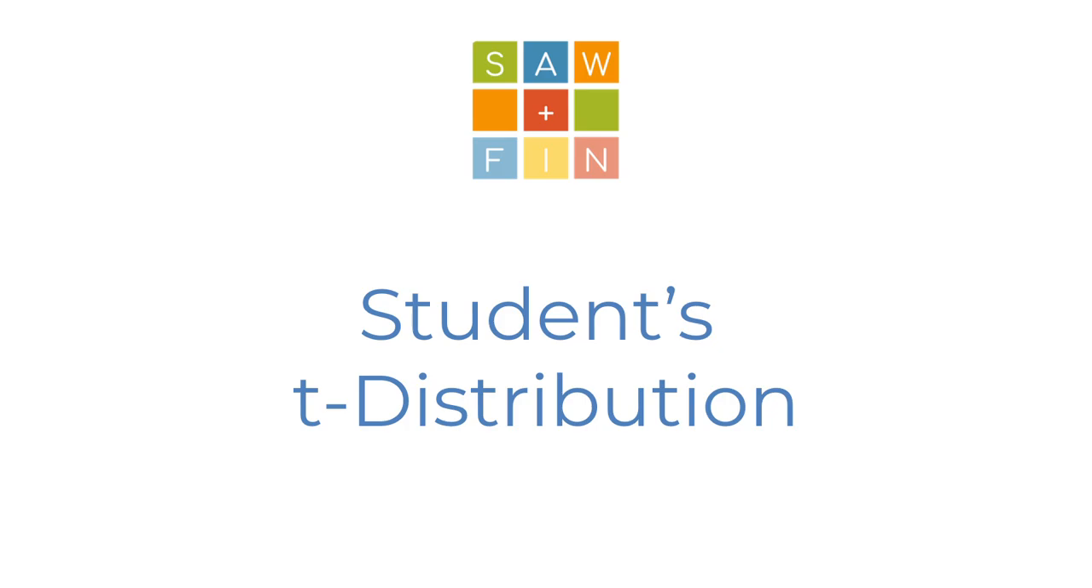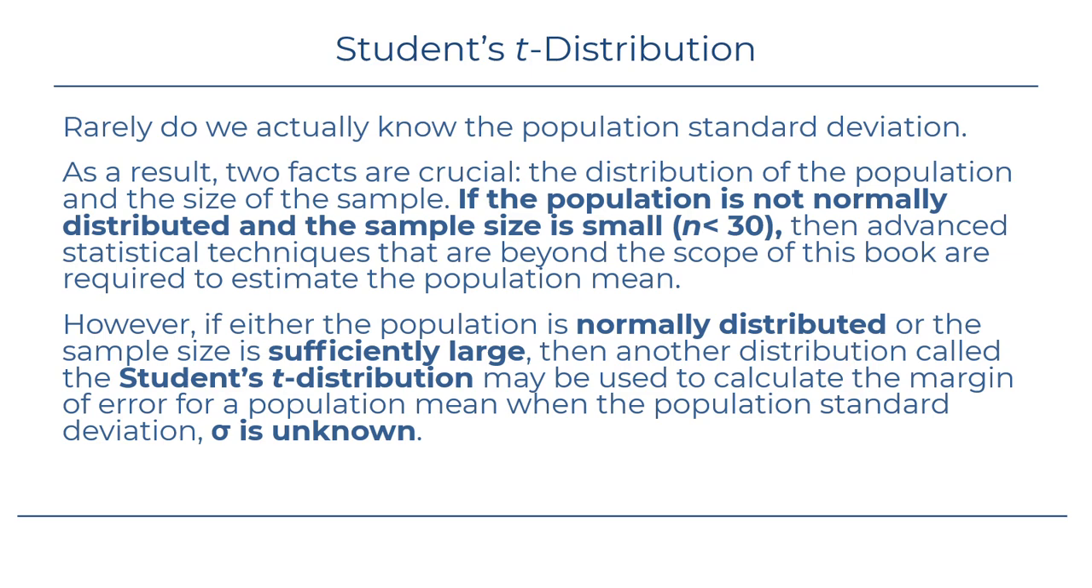Section 8.2, the student's t-distribution. In our last video, we constructed confidence intervals based on the assumption that the population standard deviation, or sigma, was known, but rarely does that occur in the real world. As a result, two facts are crucial: the distribution of the population and the size of the sample. So if the population is not normally distributed and the sample size is small, which means less than 30, then we need some advanced techniques that are beyond the scope of this course.